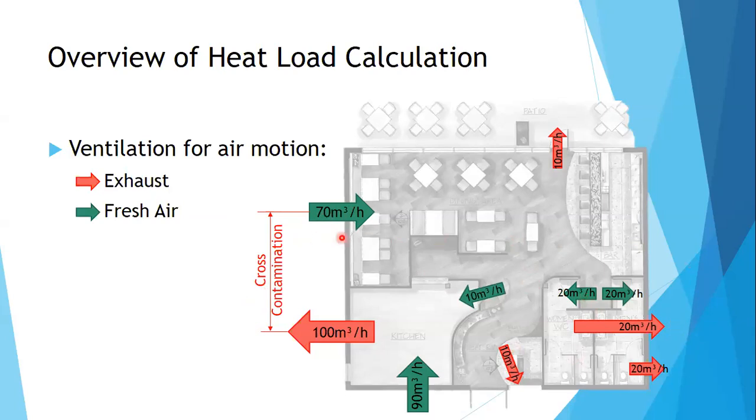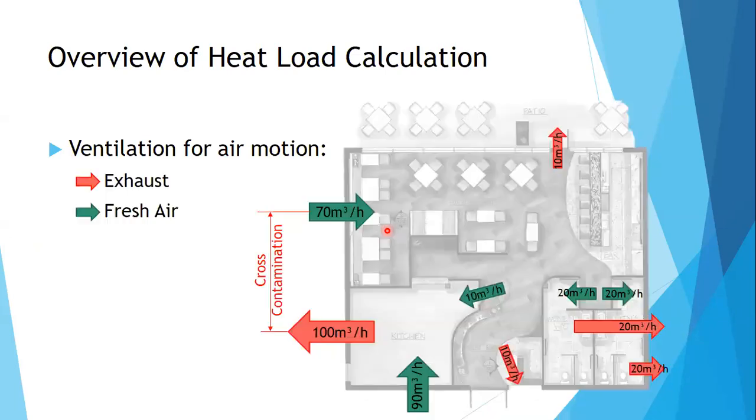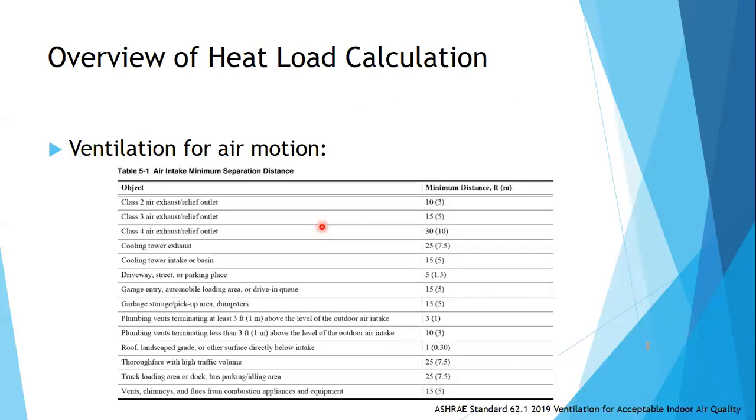In our example, they're very far away, so that one is no worries. So this is Table 5.1, air intake minimum separation distances. This would give you a guide for your exhaust points. How far is it needed from your fresh air points?